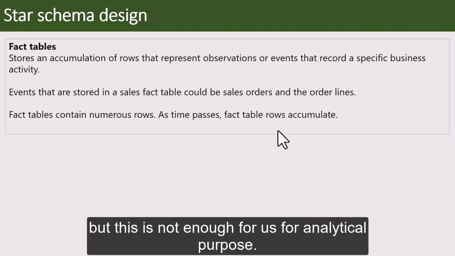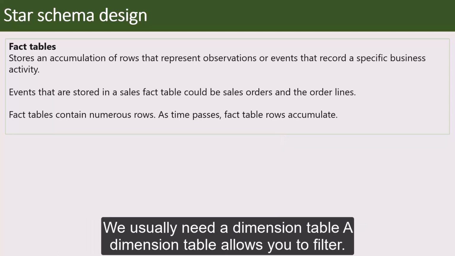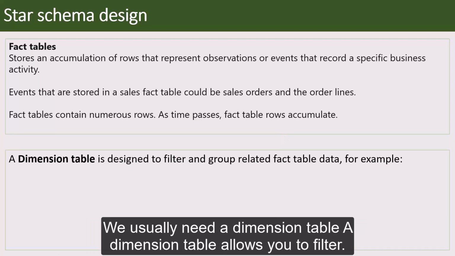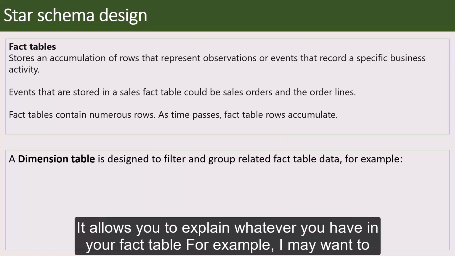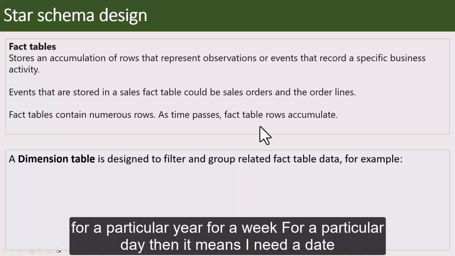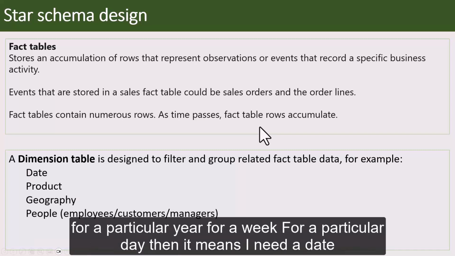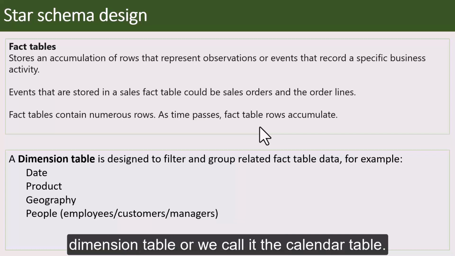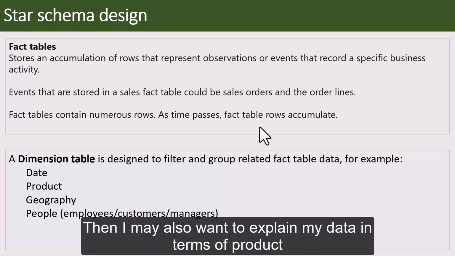But this is not enough for us for analytical purpose. We usually need a dimension table. A dimension table allows you to filter. It allows you to explain whatever you have in your fact table. For example, I may want to explain my sales data in terms of dates. How many sales? What is my revenue for a particular month, for a particular year, for a particular week, for a particular day? Then it means I need a date dimension table, or we call it the calendar table.